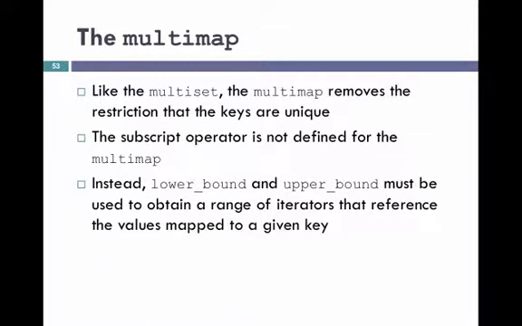Now, like the multi-set, the multi-map removes the restriction that keys are unique, and the subscript operator is not defined for the multi-map. Instead, we have lower bound and upper bound in order to get a range of iterators that reference the values mapped to a given key.